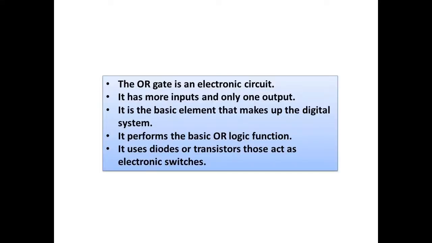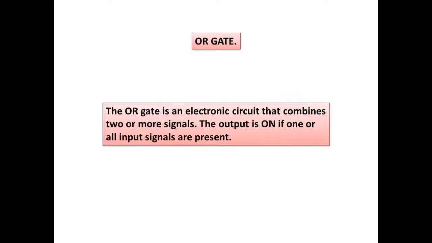The OR gate is an electronic circuit. It has more inputs and only one output. It is the basic element that makes up the digital system. It performs the basic OR logic function. It uses diodes or transistors. Those act as electronic switches.